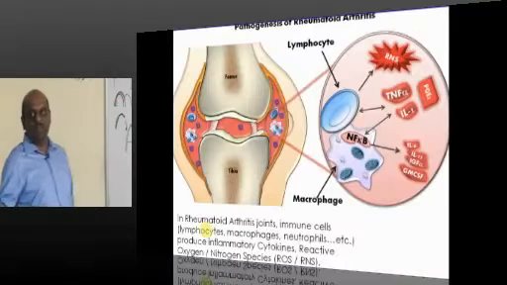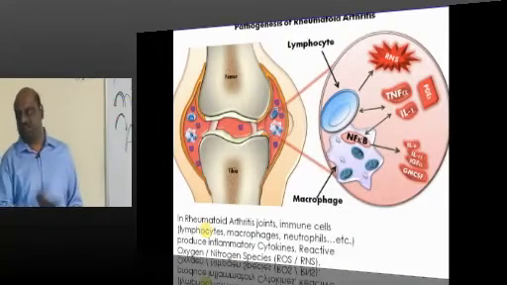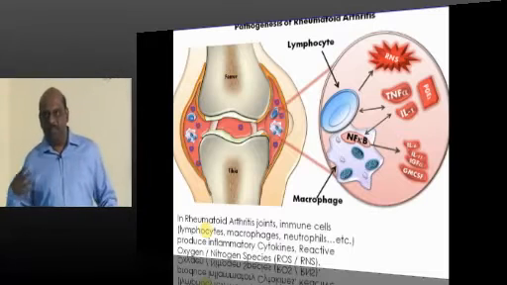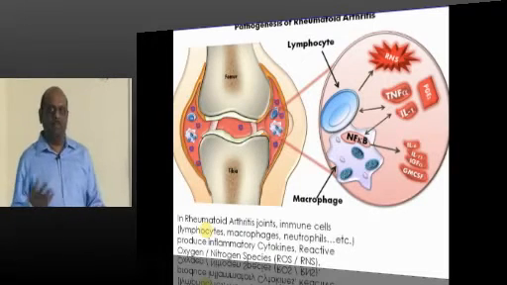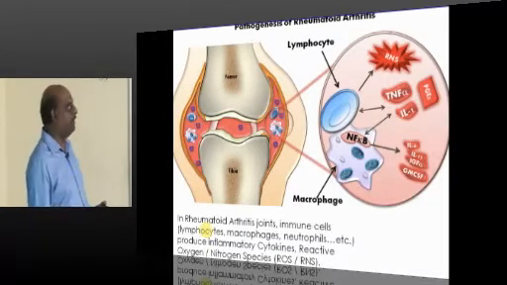Rheumatoid arthritis, it is the macrophages which destroy the synovium. They are the main central theme of the pathophysiology of rheumatoid arthritis.